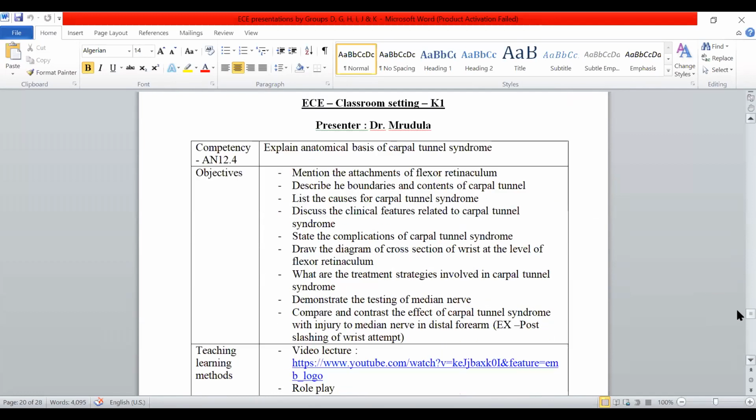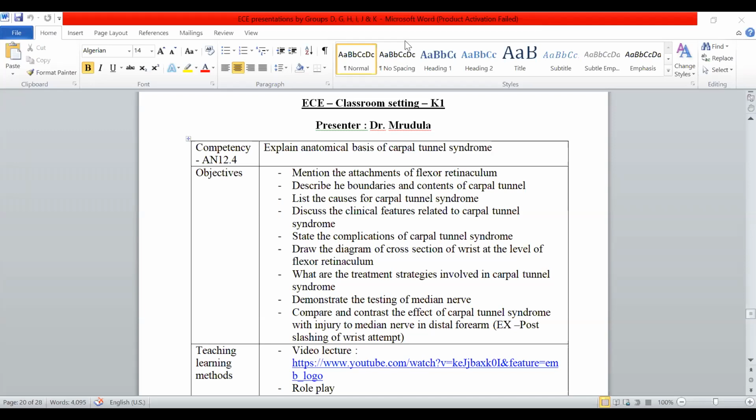Yes, ma'am, you may go ahead, please. Good evening, all. On behalf of K1, I'm going to present a case in the classroom setting. I thank you for the opportunity. This is a teamwork under the able guidance of Dr. Punita ma'am. We have taken the competency: explain the anatomical basis of carpal tunnel syndrome.